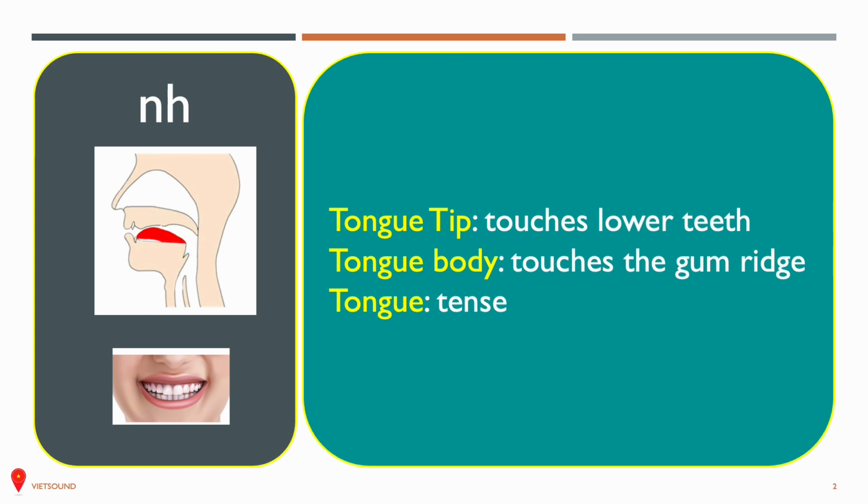To pronounce the ñ sound, the tip of your tongue touches the lower teeth, and the tongue body touches the gum bridge, and your tongue should be tense. Okay, so let's say ñ, ñ, ñ.